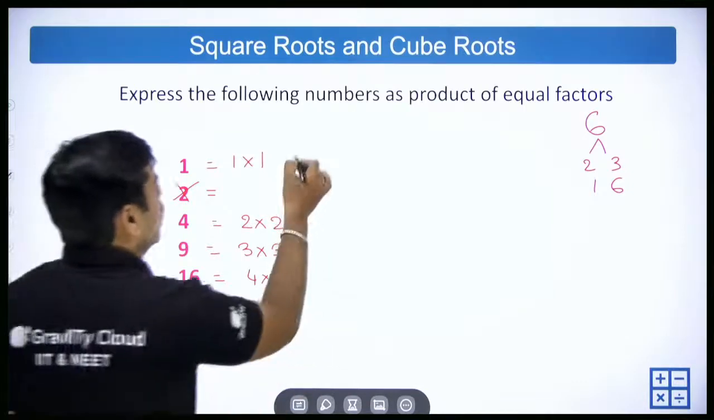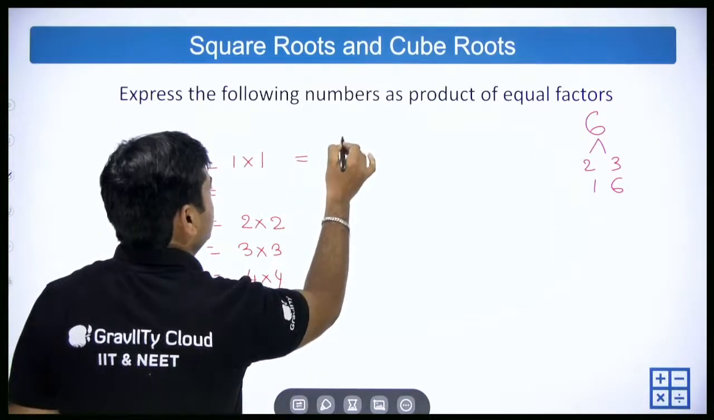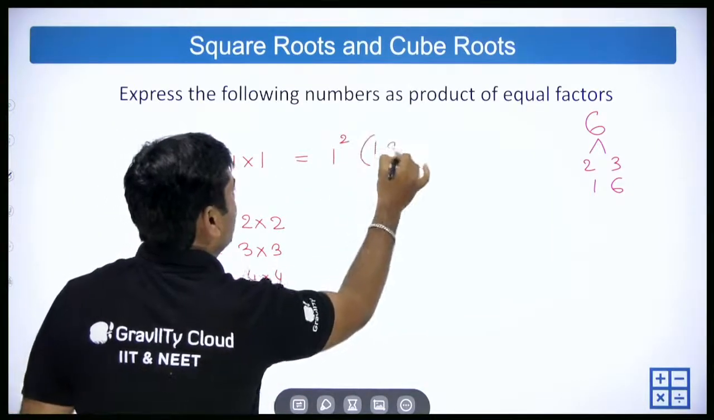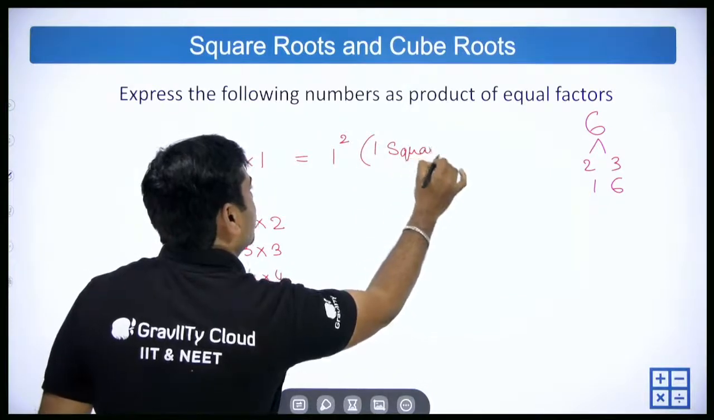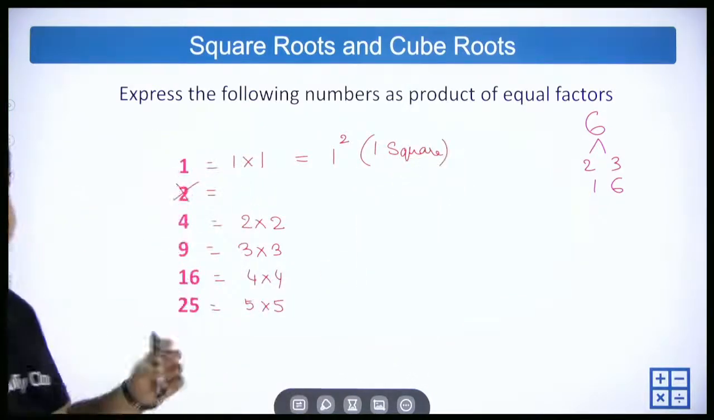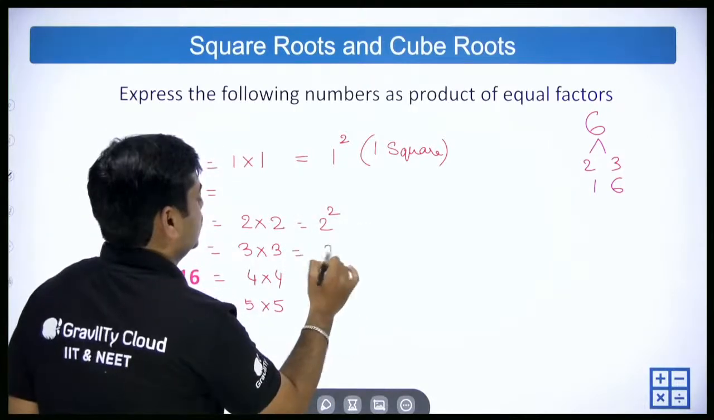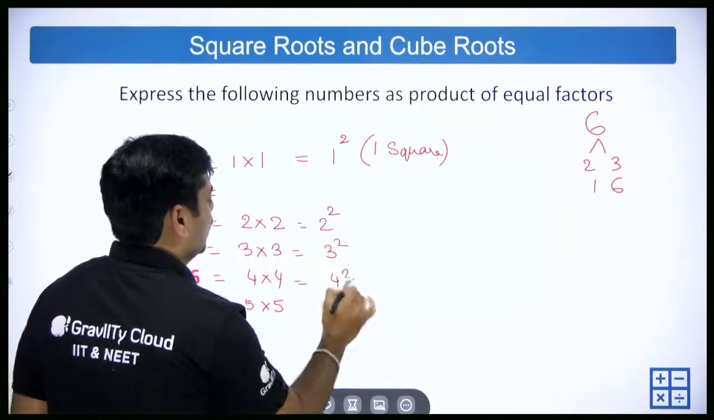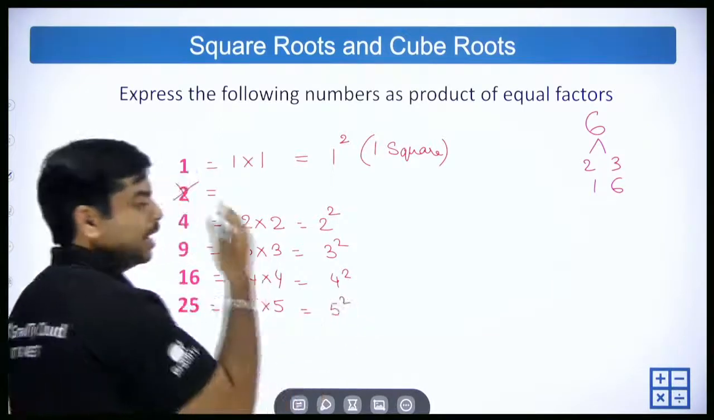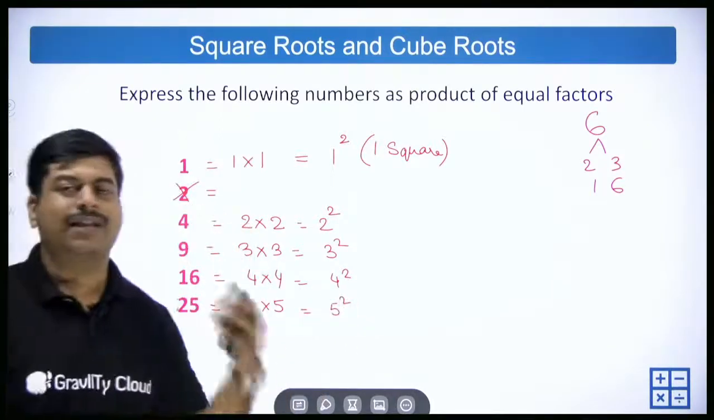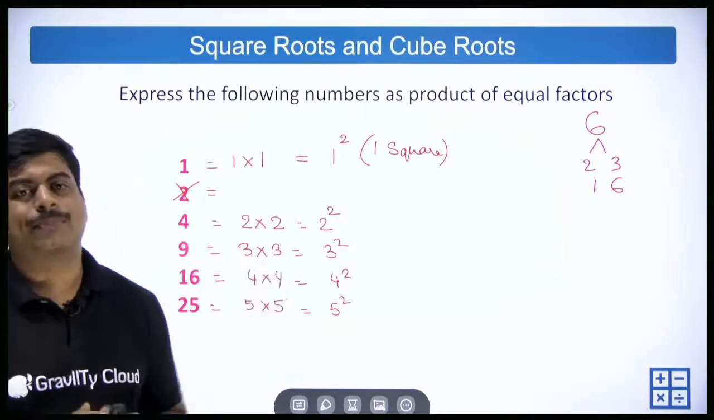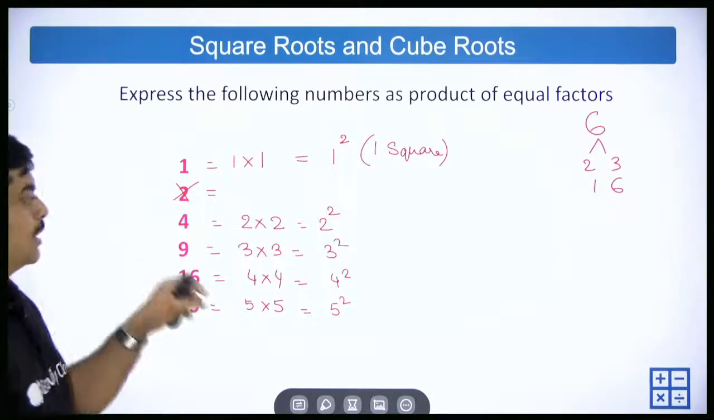1 into 1 we write as 1 raised to the power 2, or simply we read that as 1 square. 2 into 2 is 2 square. 3 into 3, 3 square. 4 into 4, 4 square, and 5 into 5, 5 square, and still continuing, we get 6 square, 7 square, 8 square, whatever the numbers are, right? Okay, so this is how you write a square.